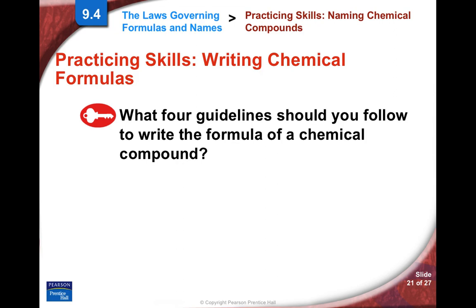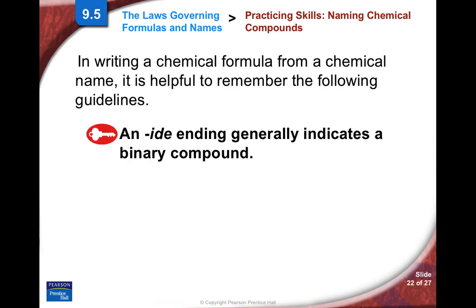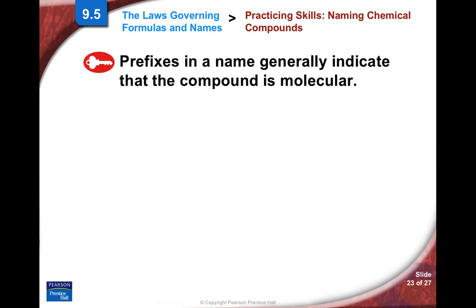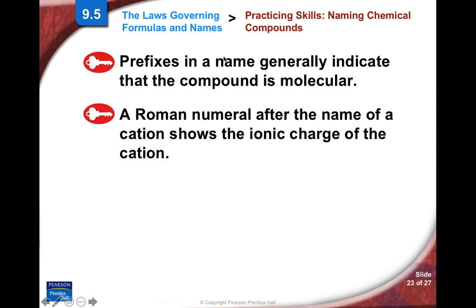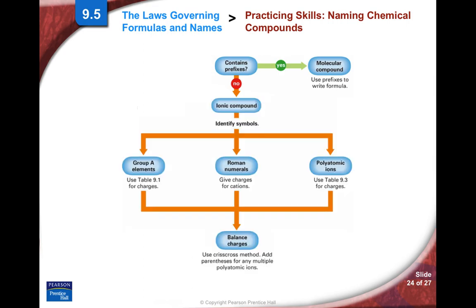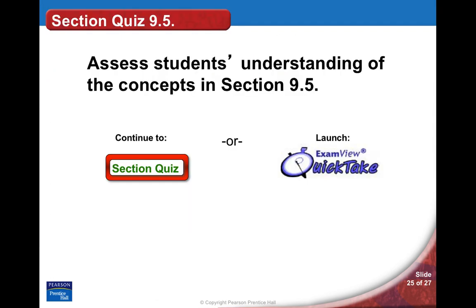There are also guidelines on how to write the chemical formulas. Again, some of you may benefit from reviewing this. Probably all of us could. An ide ending says it's a binary compound. Ite or ate probably means a polyatomic ion that has oxygen in it as the anion. If there are prefixes in the name, it's got to have 2 non-metals. And if there's a Roman numeral in the name, that's telling you the charge on the metal cation. And again, they have the flow chart that you can look at on your own.